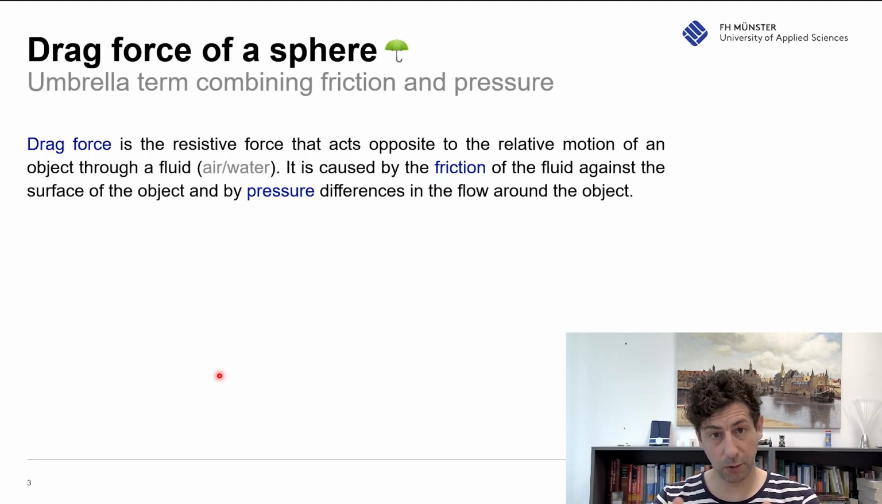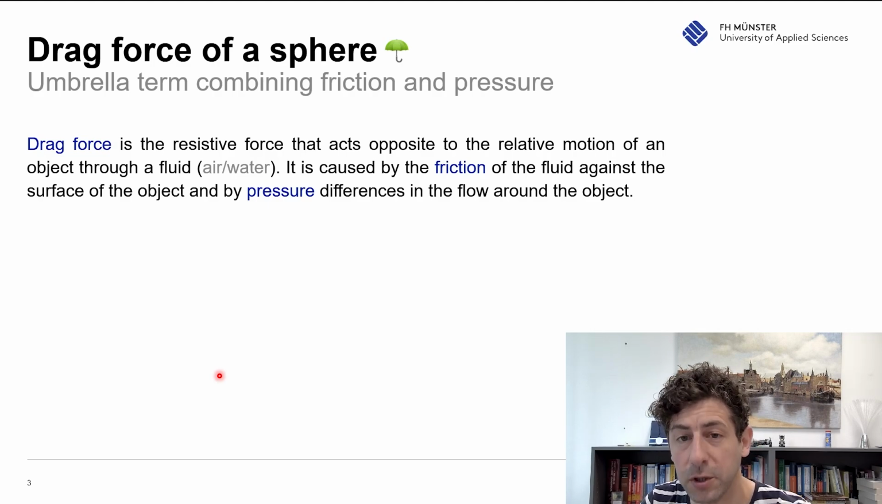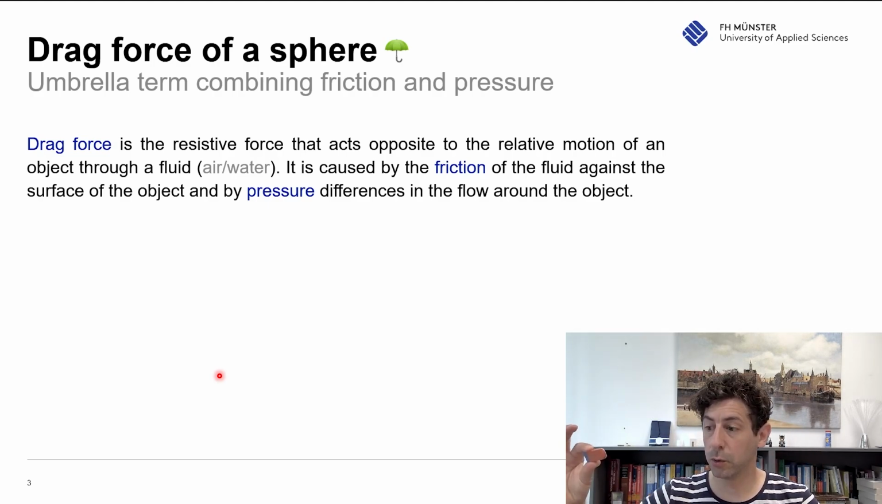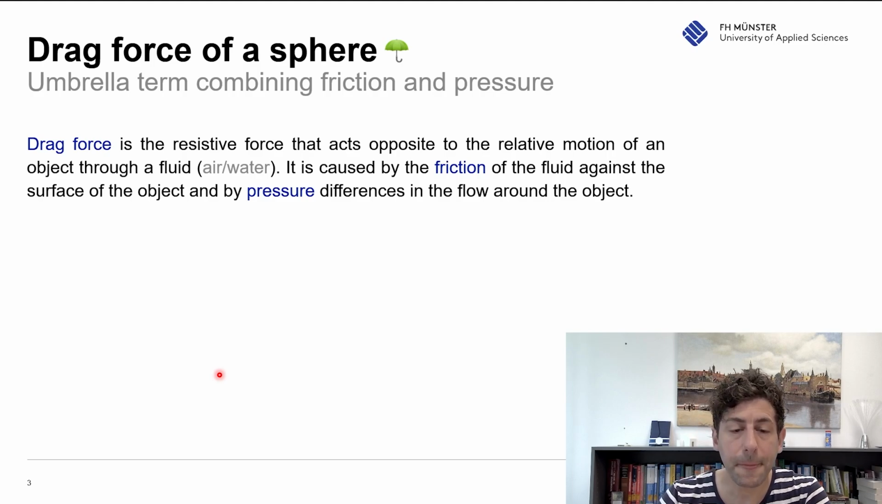So the drag force in general is an umbrella term. Drag force is a resistive force that acts opposite to the relative motion of an object through a fluid. Could be air, could be water. So if you have any kind of object like this rubber here, and it goes through the air, the air will resist this motion, and this resistive force is what we call drag force. And this is what you know when you go with a bike and you feel the air is pushing you, or if we go swimming you feel it differently, right? In swimming the drag is much higher because you're in water, and this drag force is caused by the friction of the fluid against the surface of the object and by the pressure difference in the flow around the object.